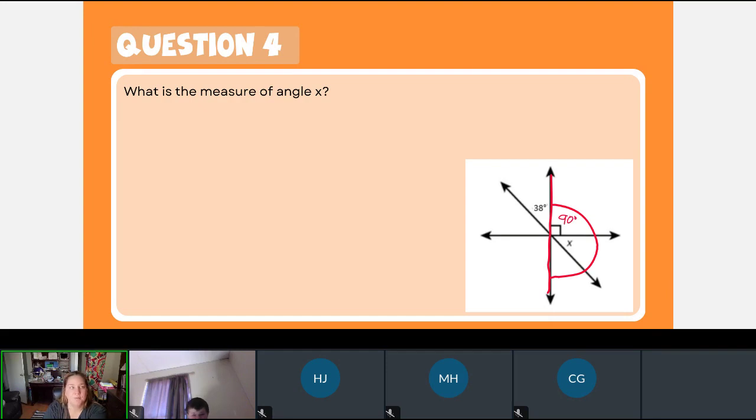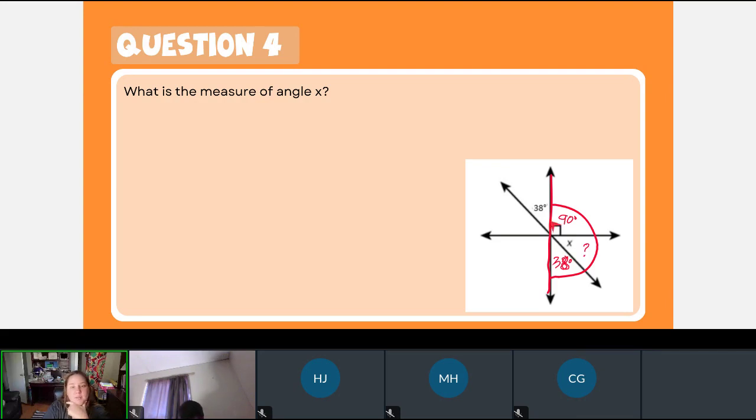Okay. Now, who remembers, how do we know what this angle is based off of a different angle that they gave us? Do y'all remember what angles are called when they're directly across from each other? Those are called vertical angles. And vertical angles are always equal to each other. So if this one is 38, that means this angle also has to be 38. So we can fill that in. And y'all, just like that, we have 2 of the 3 angles. And now we just need to know what X equals.